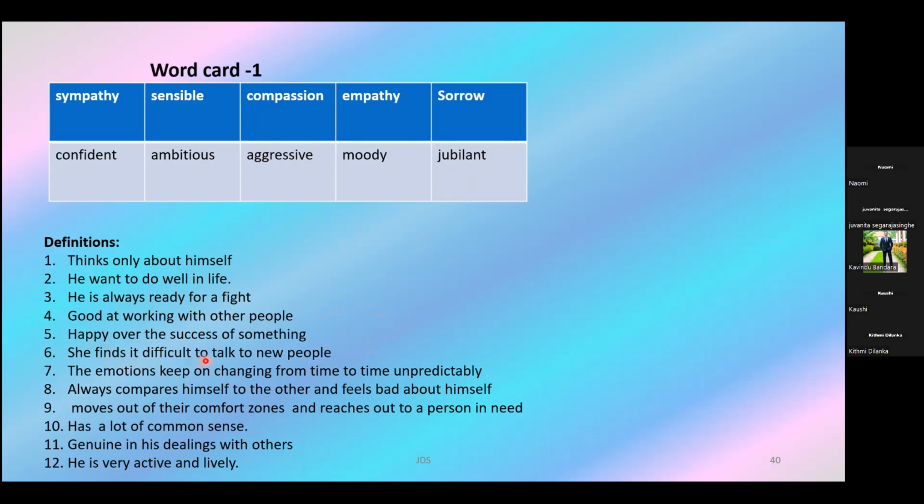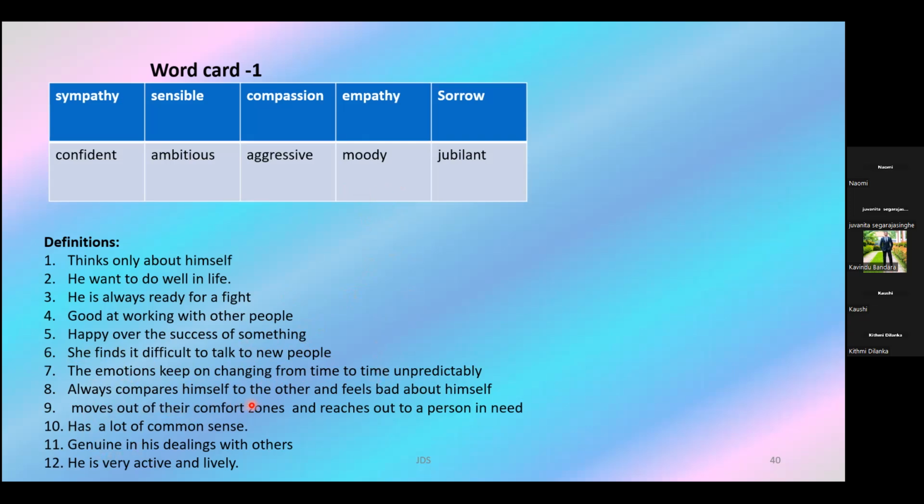Finds it difficult to talk to new people. What kind of a character is she? Finds it difficult to talk. Moody? Introvert? Introvert is not found. Shy, introvert. It doesn't correspond with Moody. Moody is something else. The emotions keep on changing from time to time. Unpredictable. Moody, right? So that is for Moody.